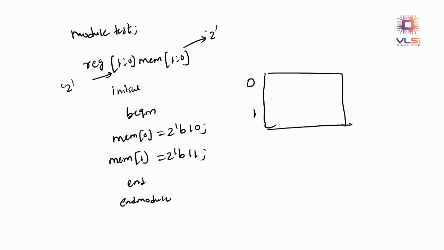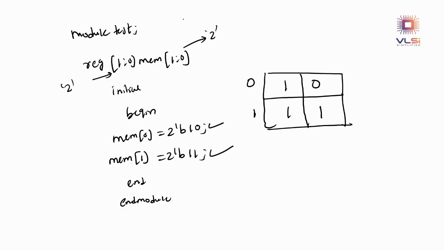So how will it store? Two locations are there, and in each location two bits will store. So in the first location 10 will be stored, and in the second location 11 will be stored. That means mem of 0 equals 2'b10 and mem of 1 equals 2'b11. Like that it will store.